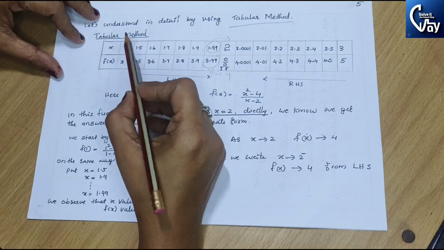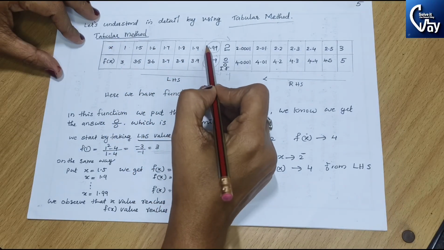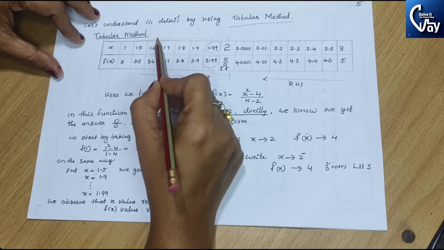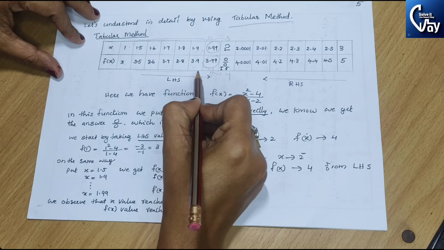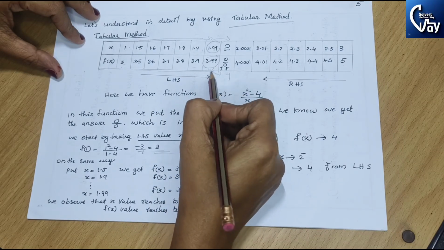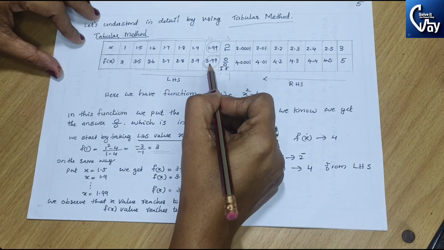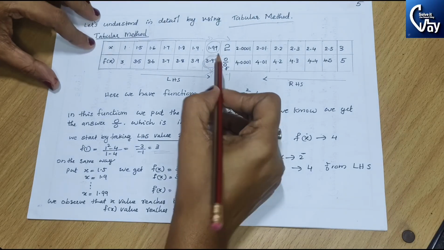We observe that as the x value reaches 2, through 1.9, 1.99, all the values are very close to 2. As x reaches 2, the f of x value reaches 4. f of x is very close to 4. 3.99 is very close to 4.